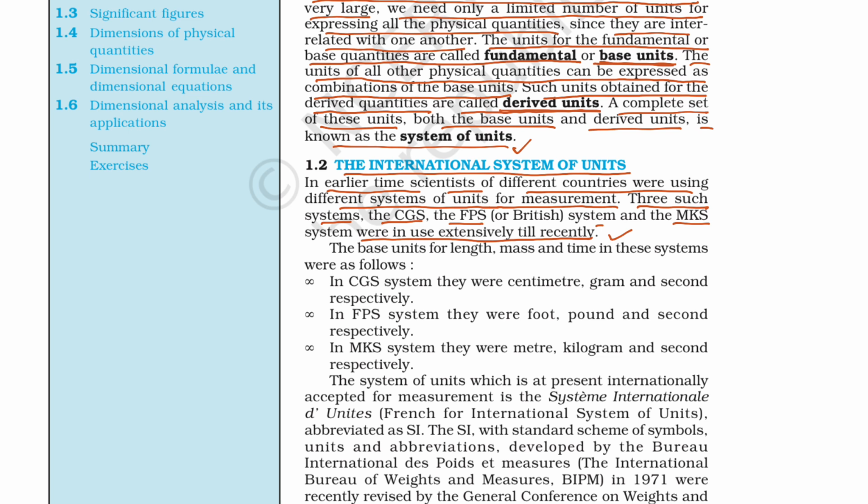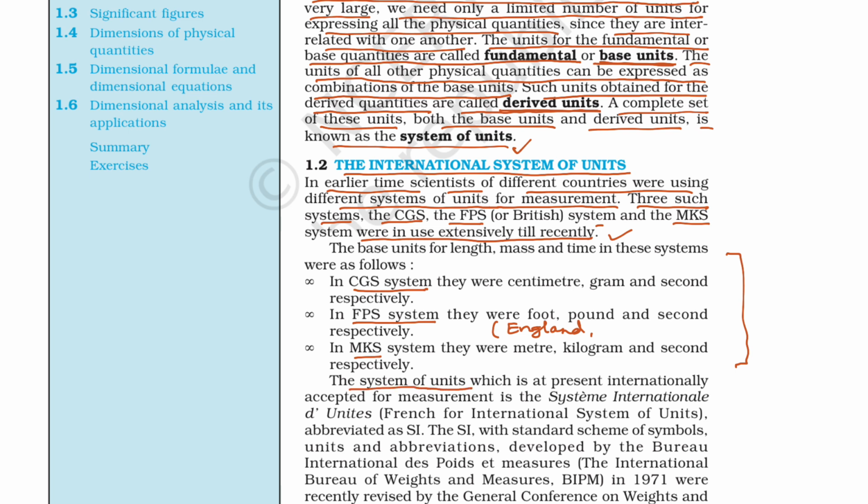But then in the 19th and 20th centuries, the major systems of units were CGS, that is centimeter, gram and second; FPS, foot, pound and second, which was mostly used in England; and then there was MKS, meter, kilogram and second. And these are our recent history.